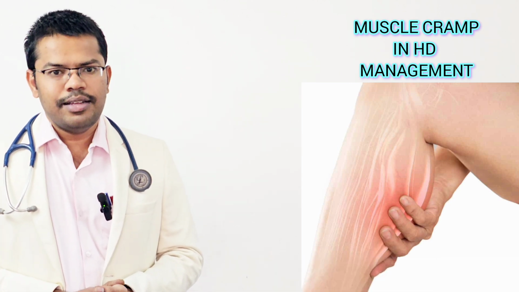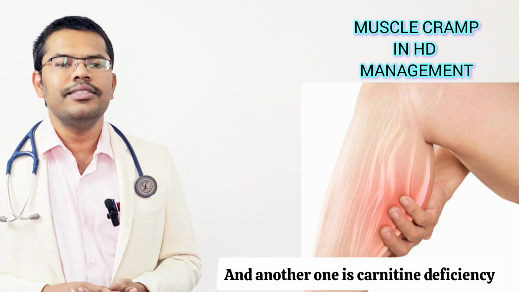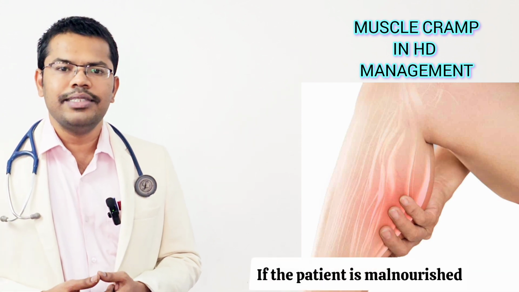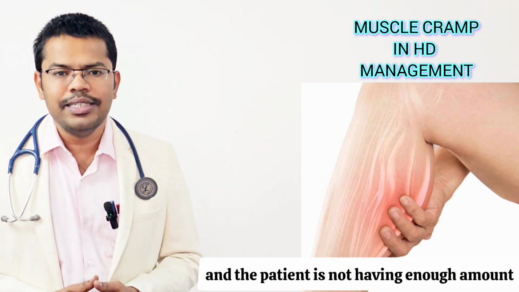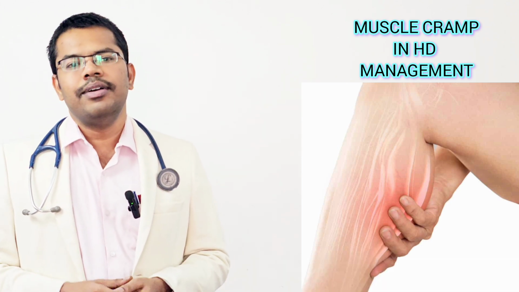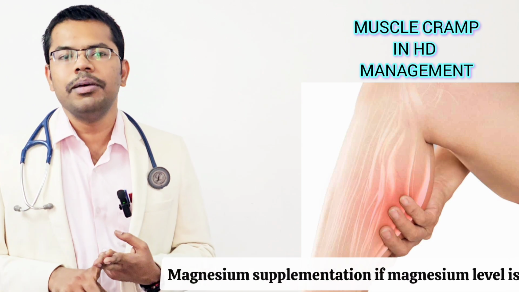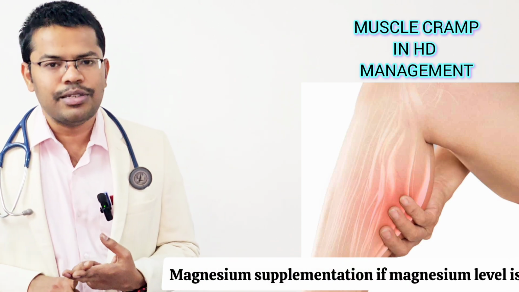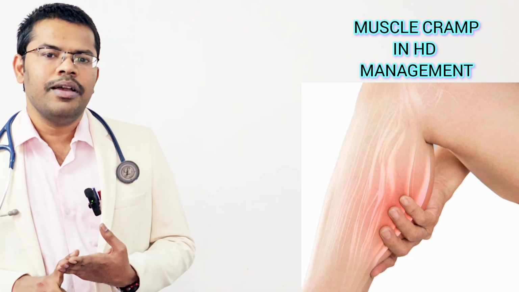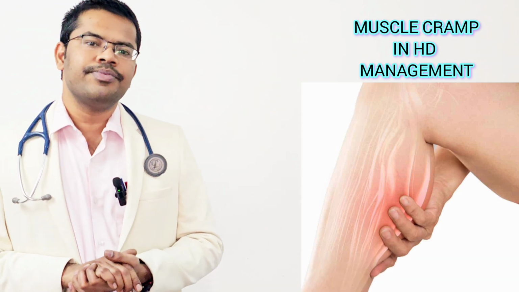This is the first point with respect to recurrent cramps. Another one is carnitine deficiency. If the patient is malnourished and not having enough carnitine, then cramps are also common. Carnitine replacement might be required. Magnesium supplementation if magnesium level is low. Calcium supplementation if calcium level is low. Probably patient hypoglycemia should also be taken care of.